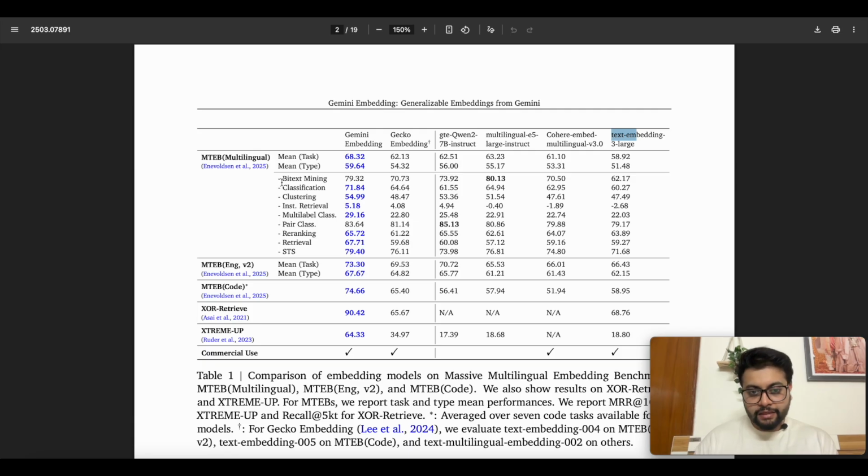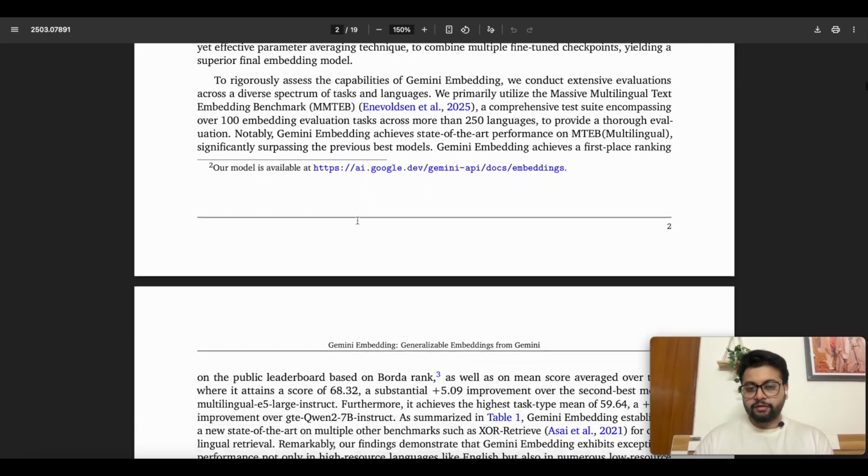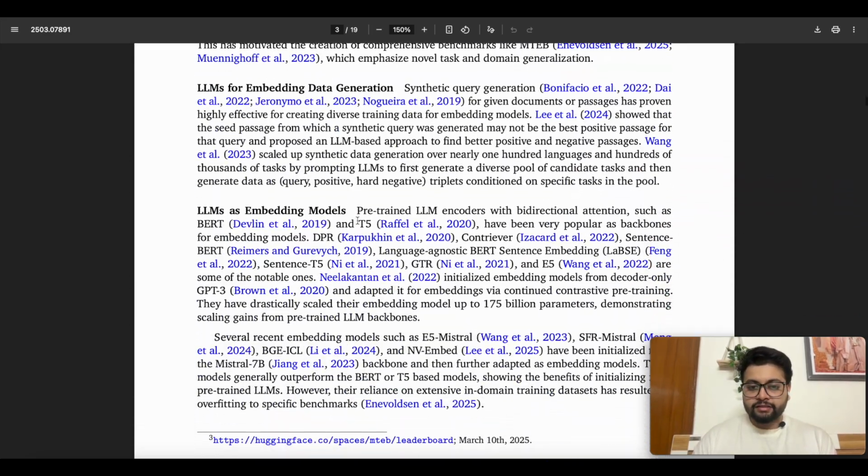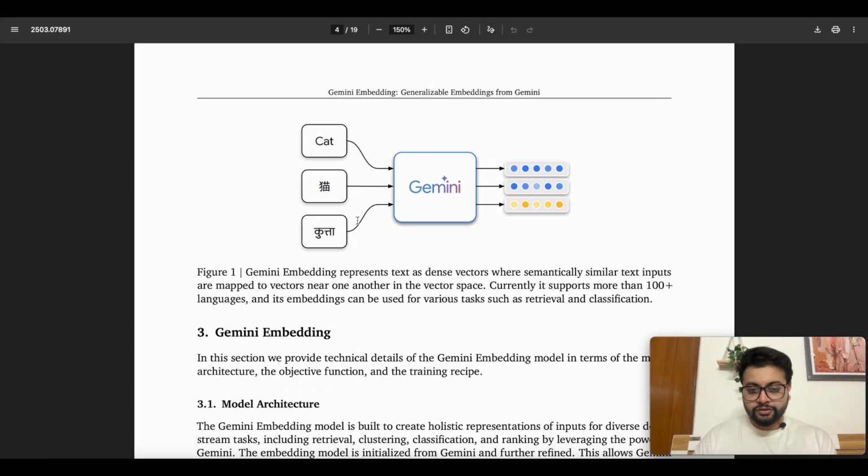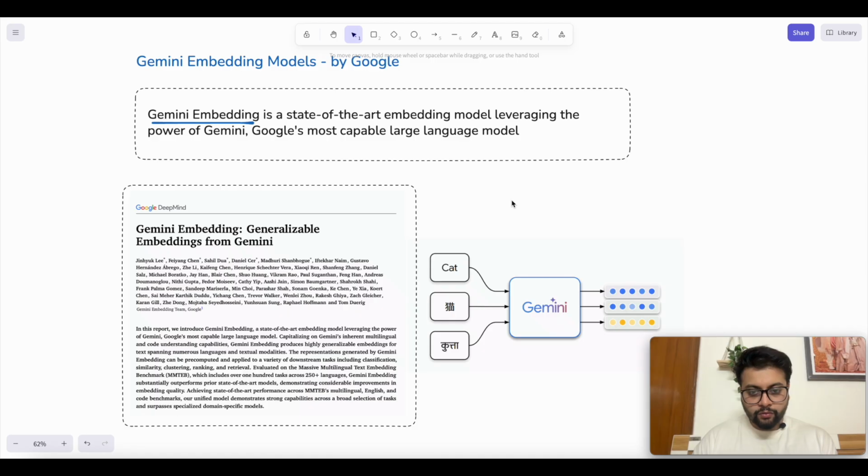And you can see different types of tasks they have done. They have done classification, clustering, instruction retrieval, multi-label classification, re-ranking, and retrieval. A lot of tasks are there, and the scores are also mentioned. You can skim through the paper, you can see the architecture and a lot of stuff. I'll not go deep into the paper. We can come back to the agenda of this video, and let's go for it.